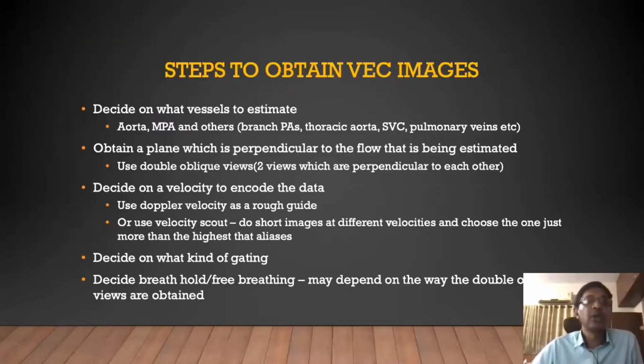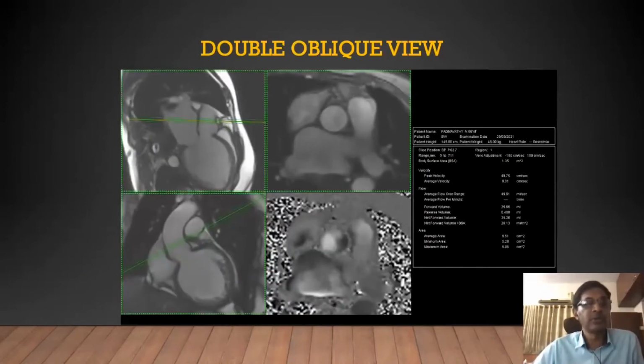The steps to obtain velocity encoded images: decide on what vessel to estimate, obtain the plane which is perpendicular to the flow that is being estimated, and decide on a velocity to encode the data. We could either use Doppler velocity from an echocardiogram or use velocity scout images, and decide on what kind of gating and whether it's breath hold or non-breath hold.